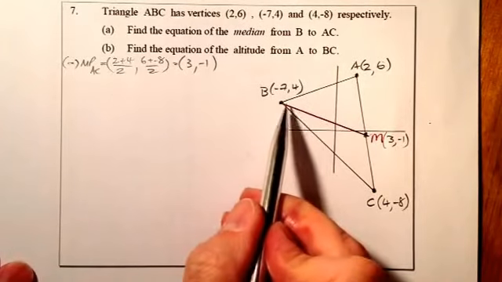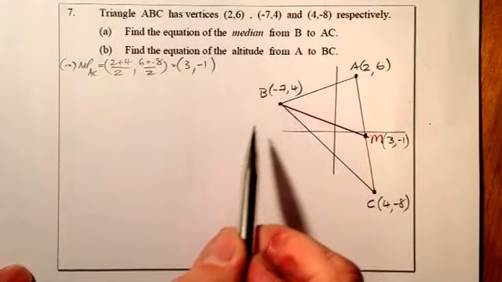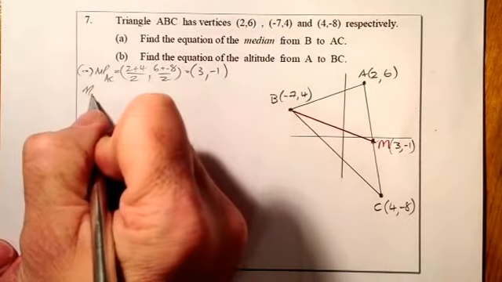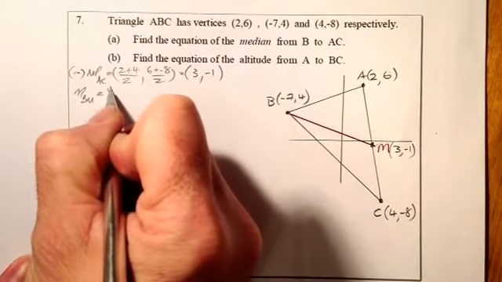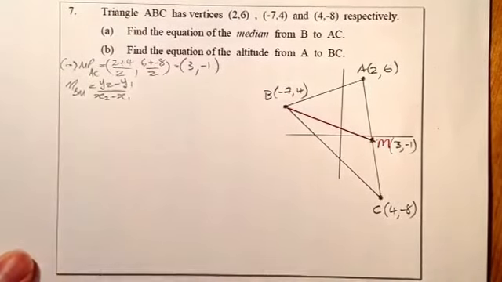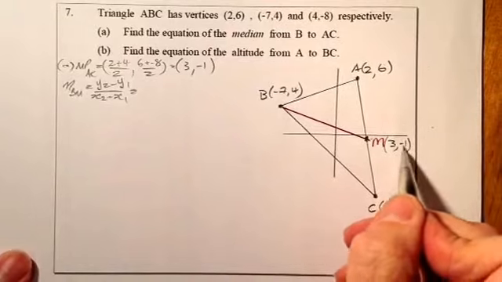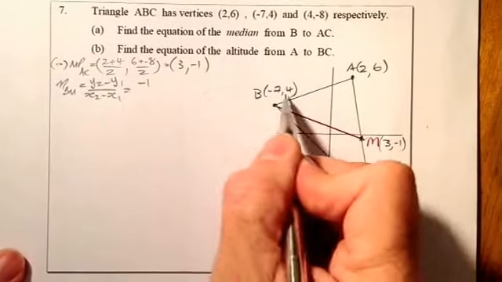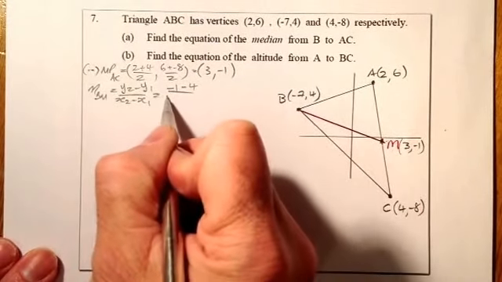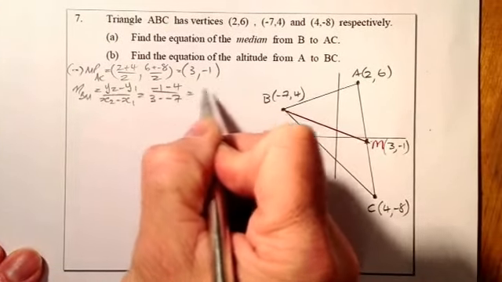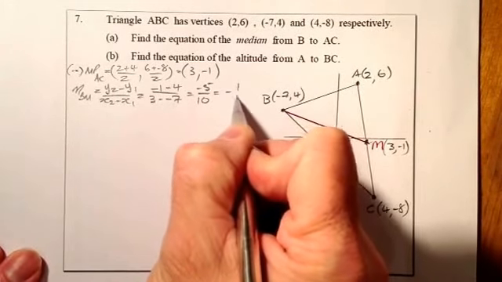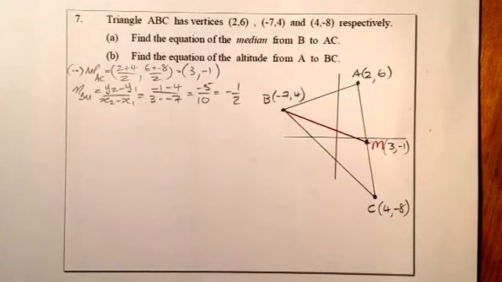What I'm then going to do is I'm going to find the gradient between these 2 points for a median. So my gradient, and that's the gradient of BM. Remember it's y2 minus y1 for the gradient, all over x2 minus x1. So I'll start with this point here, so that's going to be minus 1, take away 4. That's all going to be over 3, take away minus 7. Minus 5 on the top, get 10 on the bottom. What that's going to give me is a gradient of minus a half.